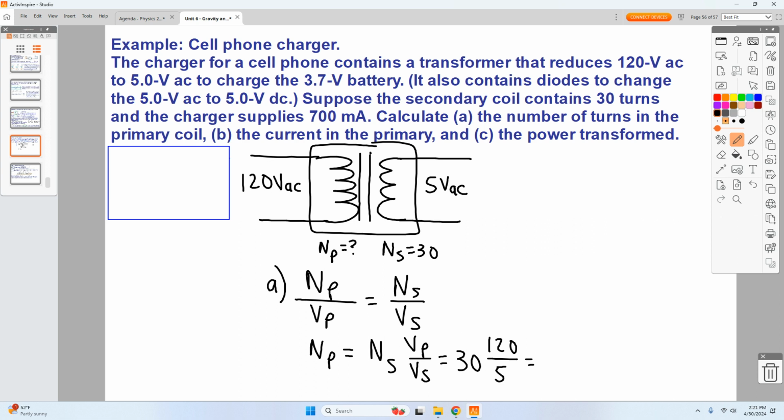See how I'm doing it? That ratio would give me how many turns? Say it all out. 720 turns.